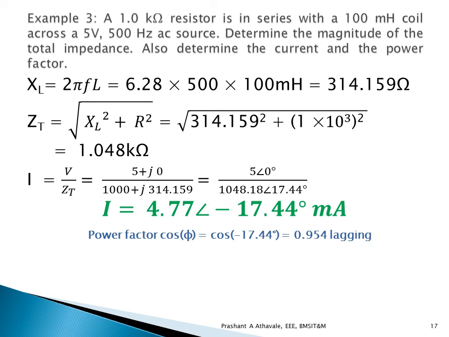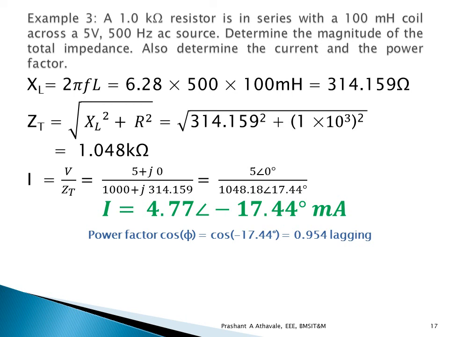You can divide the two numbers by dividing the magnitudes and subtracting the angles. So the current will be 4.77 milliamperes at an angle of minus 17.44 degrees. What does this mean? It means that the magnitude of the current is 4.77 milliampere, and with respect to a voltage source of 5 at an angle 0, the current is lagging by 17 degrees.